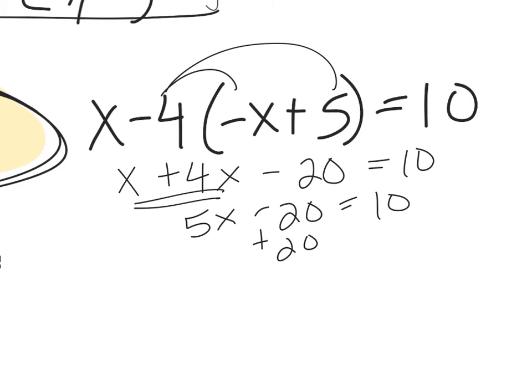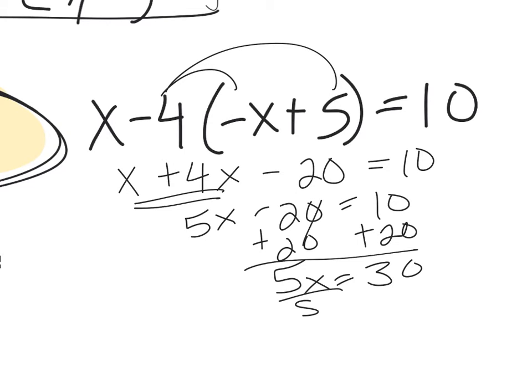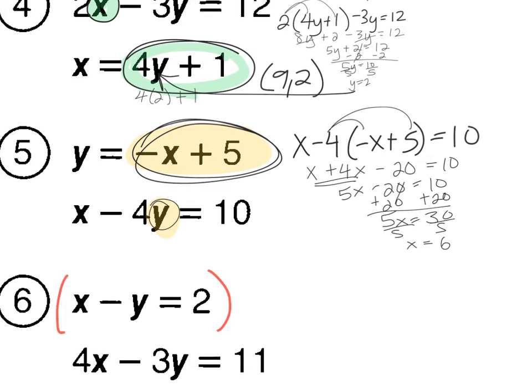Add 20 to both sides. So 5x equals 30. And if I divide by 5, x equals 6. So when I look at my other number, I'm going to plug in a 6 right here. So it's going to say negative 6 plus 5. So it's 6 and negative 1.